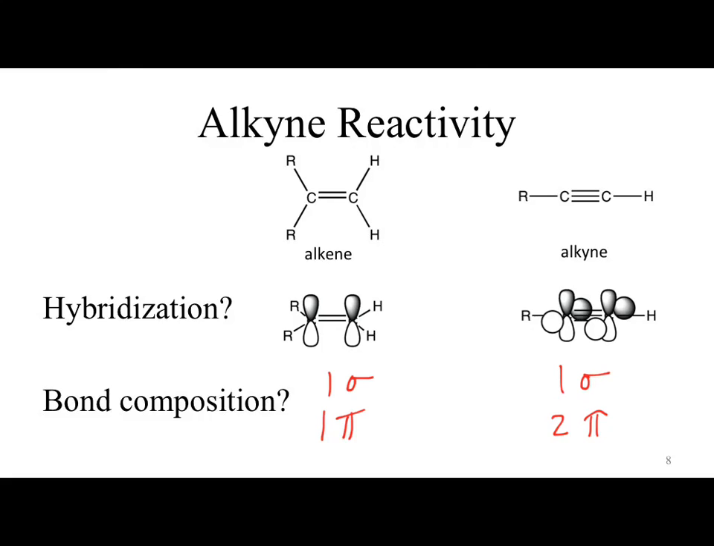HBr reacts with an alkene how many times? Once. What is it reacting with? The pi bond. Okay? If we move to an alkyne and I now react HBr, how many times would HBr react? Twice, because two pi bonds. So a lot of the chemistry mimics the alkene, you just end up doubling it.